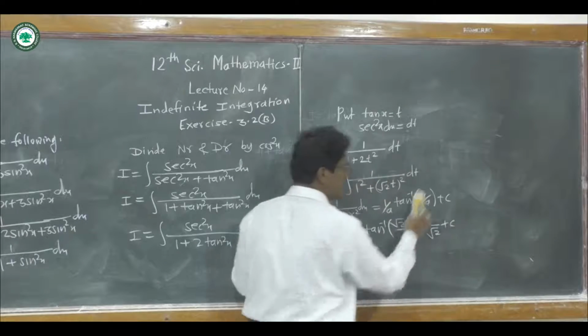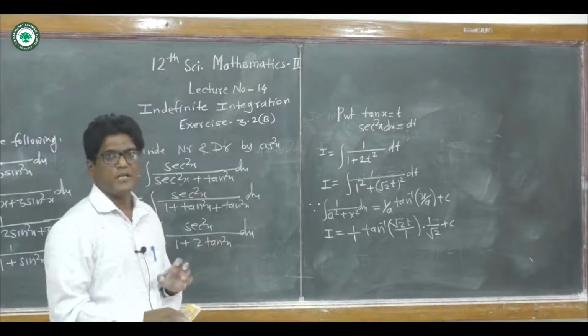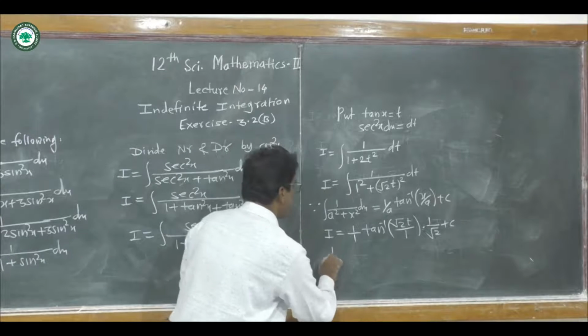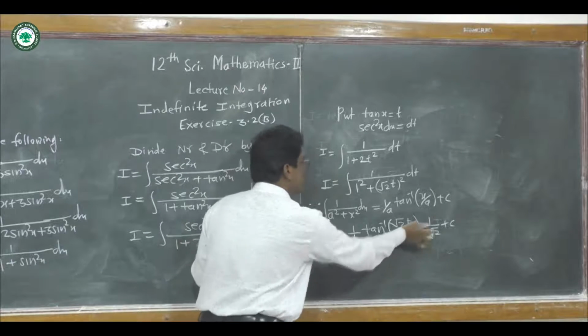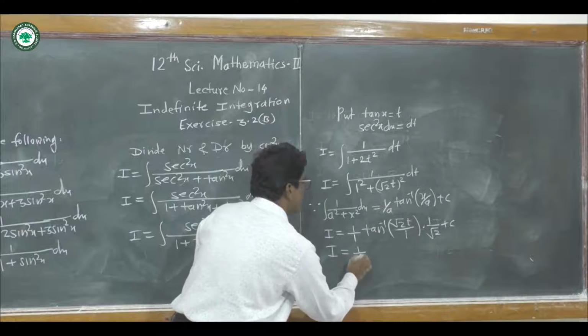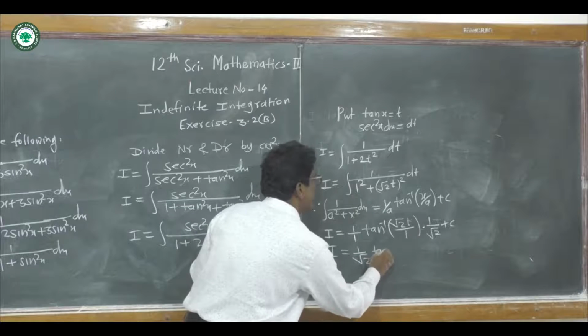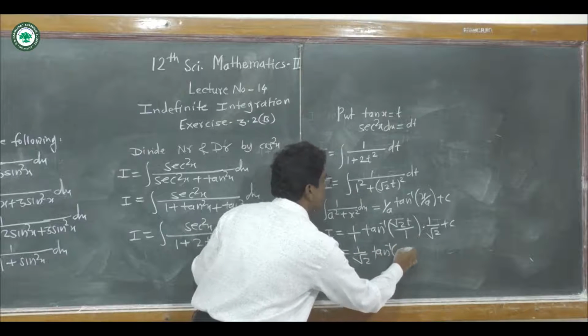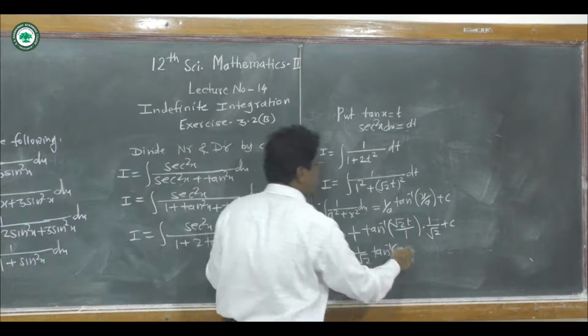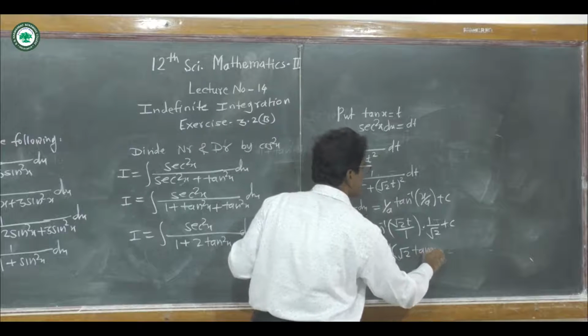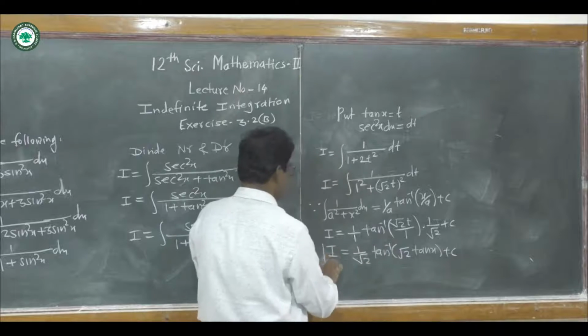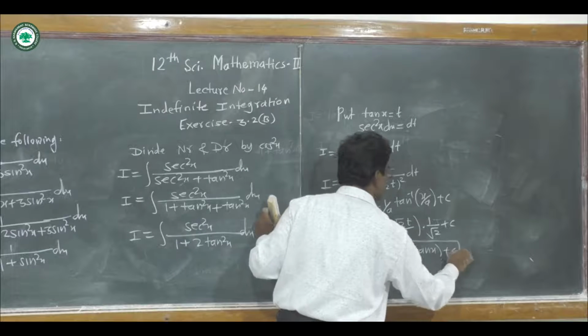Now for the final solution we resubstitute the value of t, and therefore I is equal to 1 upon root 2 into tan inverse of root 2 t, where t is tan x, plus constant of integration. This is the final solution.